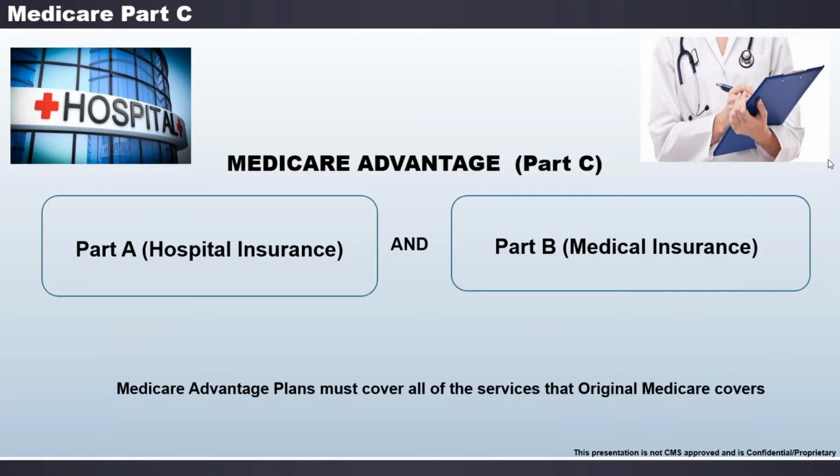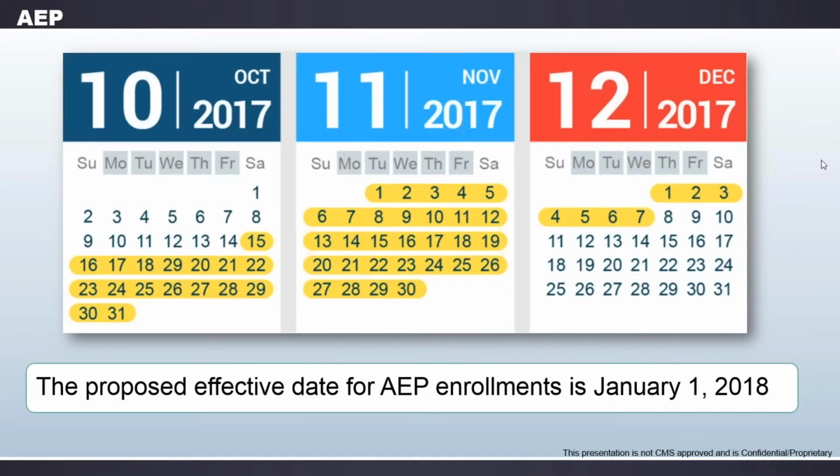It covers all the services that original Medicare would cover. So it covers A and B together. And just your annual enrollment period, very similar to your A and B, nothing different here. The proposed effective date for annual enrollment periods is January 1st. So you go through October 15th through December 7th, and then January 1st kicks in for those. Definitely you have the opportunity to do a little pre-enrollment period, October 1st to the 14th.